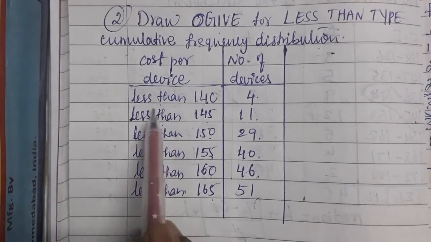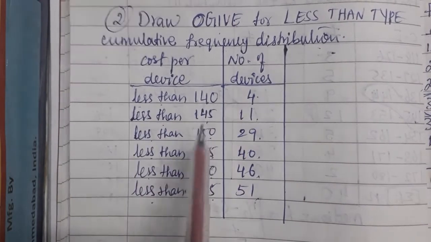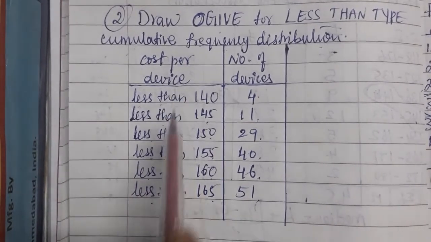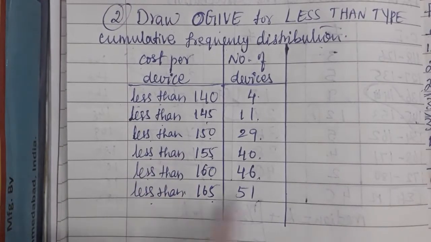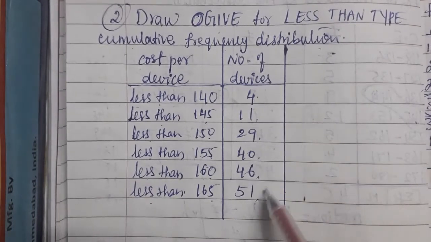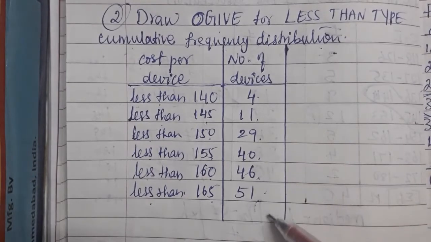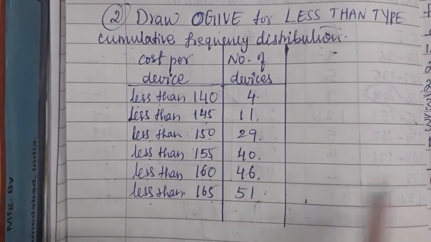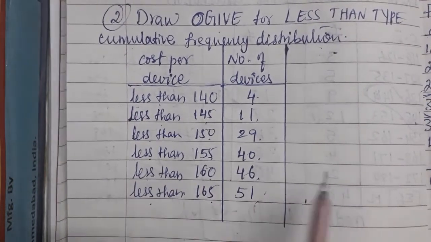Now here directly they have given you less than. So therefore you need not touch this column. There is no need to alter anything. Here number of devices is given. So when they give you less than in the first column, definitely this will be cumulative frequency. No need to alter the reading, no addition, no subtraction, nothing. As it is, these two you have to plot on the graph sheet.